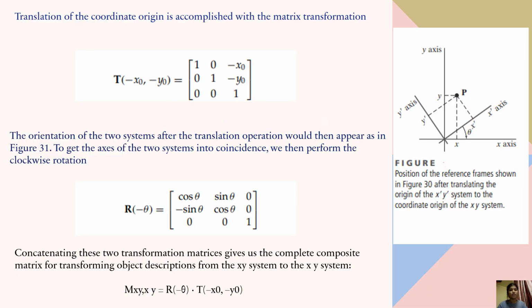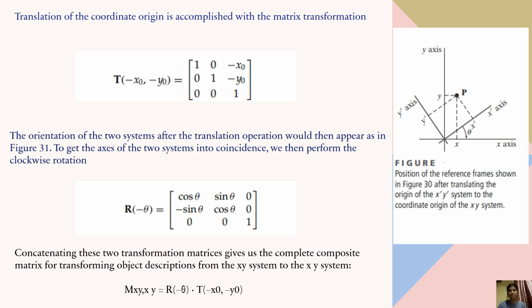The translation of the coordinate origin is accomplished with a matrix transformation, where T is the transformation. So we have minus x0 and minus y0 in the matrix shown. The orientation of the two systems after the translation operation then appears in the figure. To get the axes of the two systems into coincidence, we then perform a clockwise rotation.